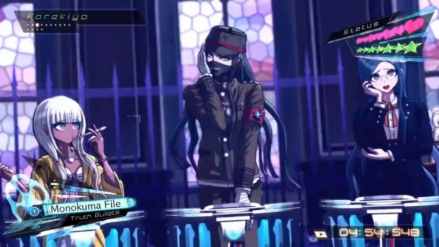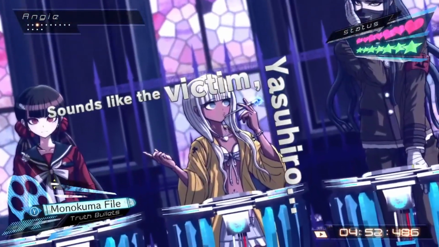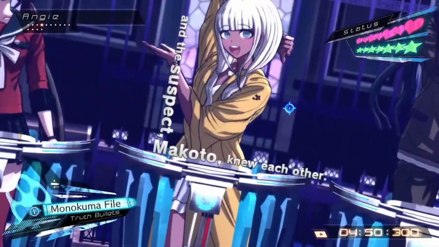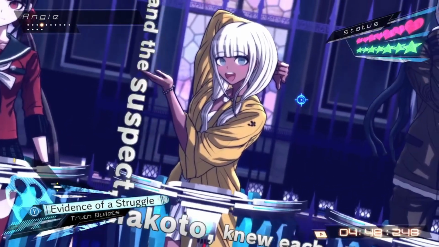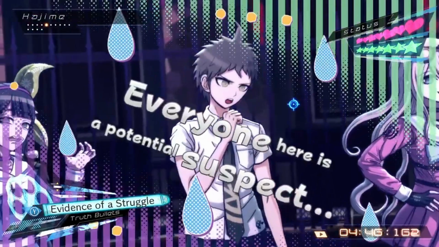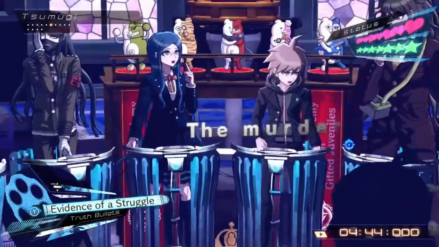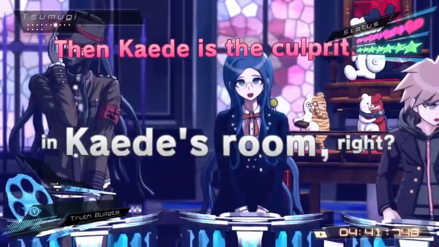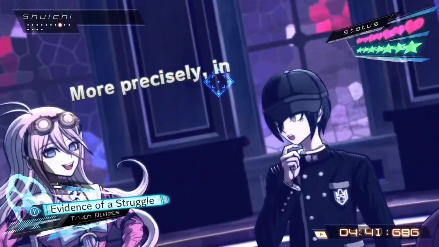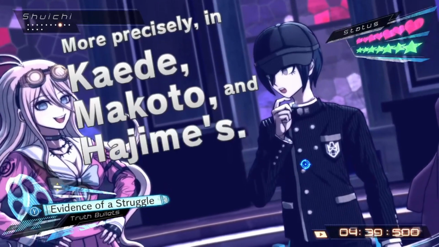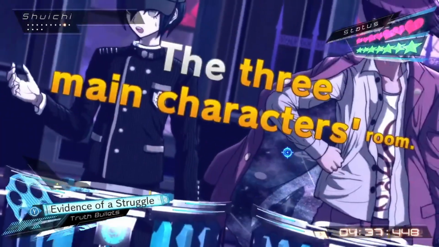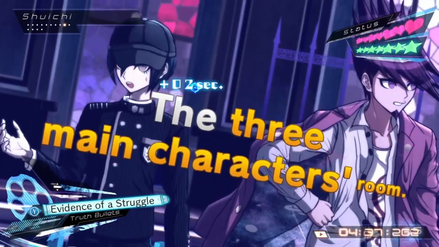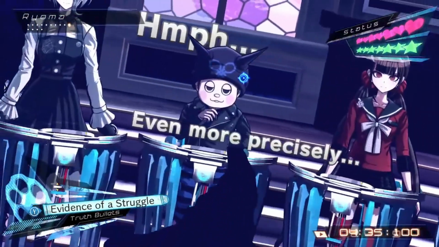Okay, so the focus is still on the victim, Yasuhiro, and the suspect, Makoto. Speed it up. Everyone here is a potential suspect. The murder happened in Kaede's room, right? More precisely, in Kaede, Makoto, and Hajime's room, the three main characters' room. So left click is silencer, right click is more precise.